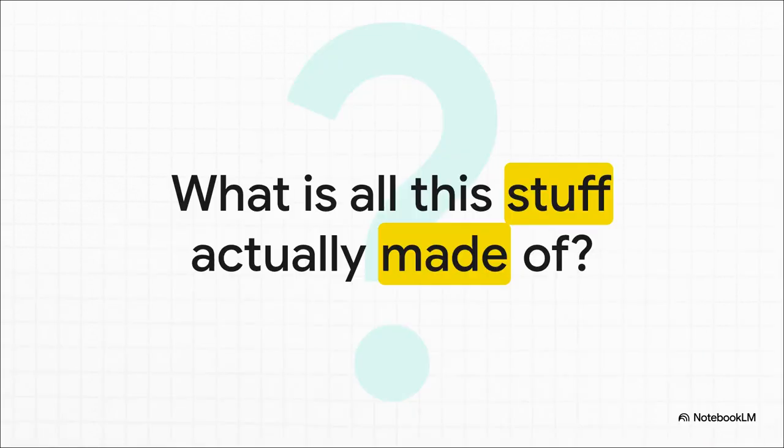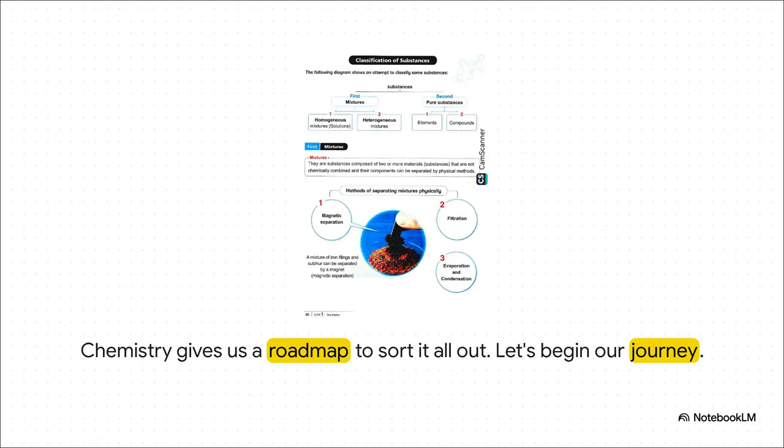I mean, it's the big question, right? You look around, the air, the desk you're sitting at, the phone in your hand, it's all just stuff. But how in the world do you even begin to make sense of it all? How do scientists take this infinite variety of things and start putting them into buckets? Well, it turns out there's a system for that, a really elegant logic that underpins pretty much all of reality. And this is our map for today.